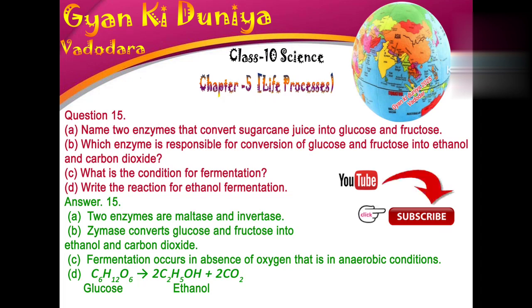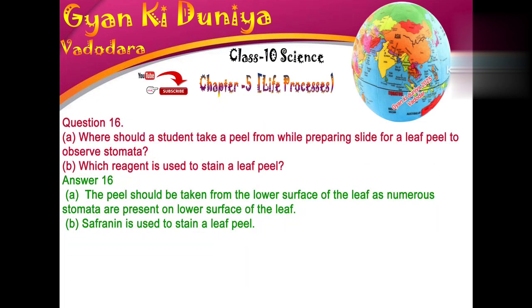C6H12O6 gives 2C2H5OH plus 2CO2. Question number 16. A. Where should a student take a peel from while preparing a slide for a leaf peel to observe stomata? B. Which reagent is used to stain a leaf peel?